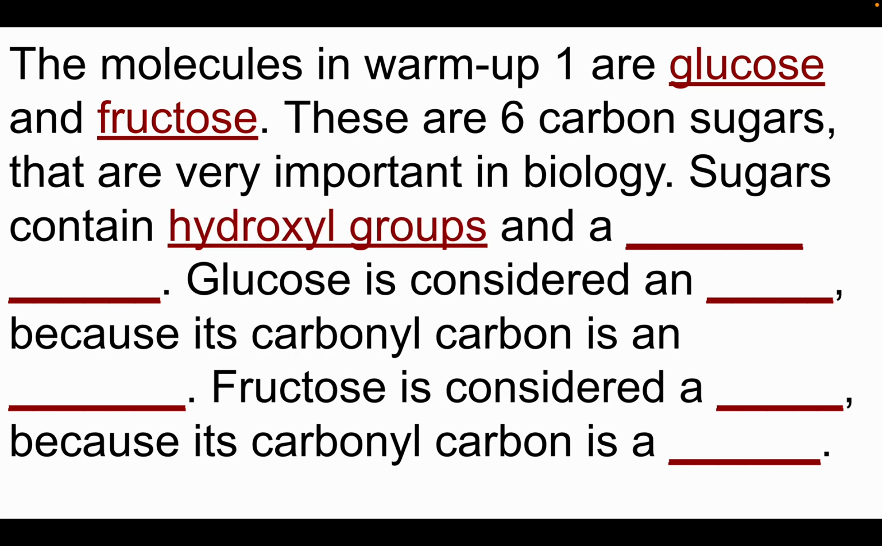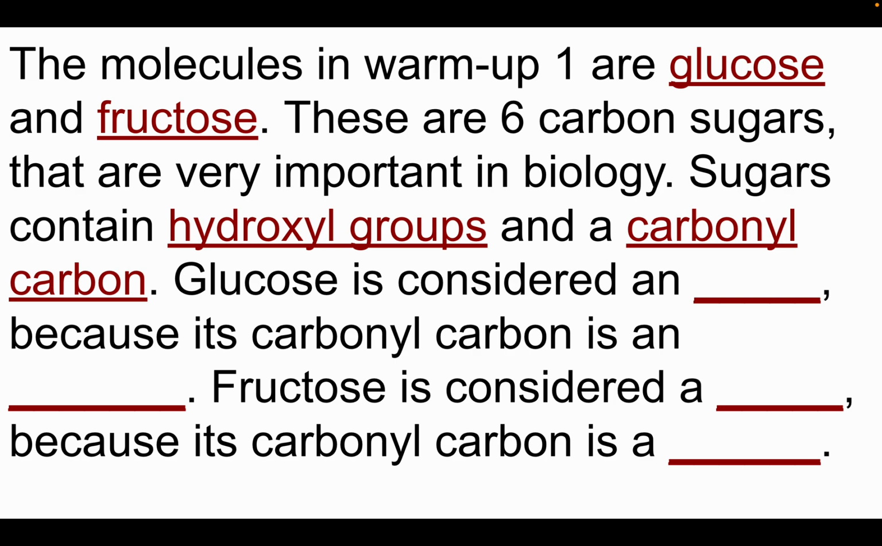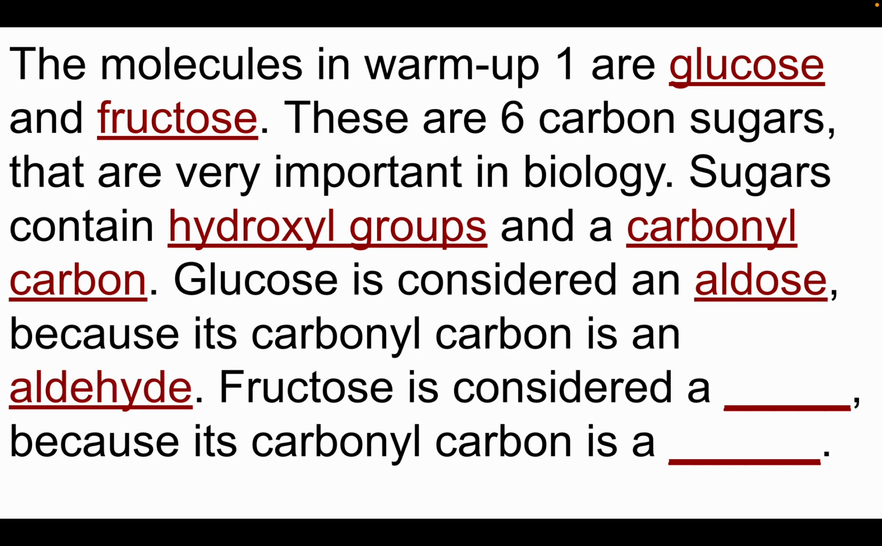Now, sugars contain hydroxyl groups and a carbonyl carbon, and glucose is considered an aldose. That's what type of sugar it is. And that's because its carbonyl carbon is an aldehyde, right? So it's an aldose because the carbonyl carbon is an aldehyde. Similarly, fructose is considered a ketose because its carbonyl carbon is a ketone.